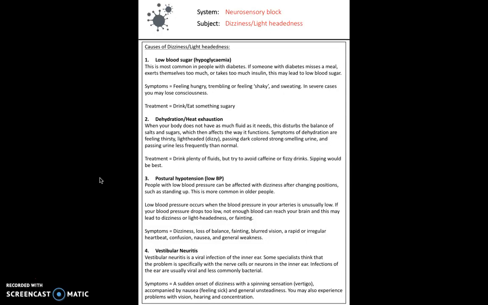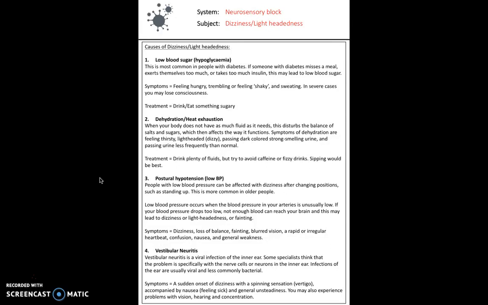Another cause is postural hypotension, so low blood pressure, and this can cause dizziness after changing positions, such as standing up. This is actually more common in elderly people. Symptoms here: dizziness, loss of balance, fainting, blurred vision, and also rapid and irregular heartbeats.